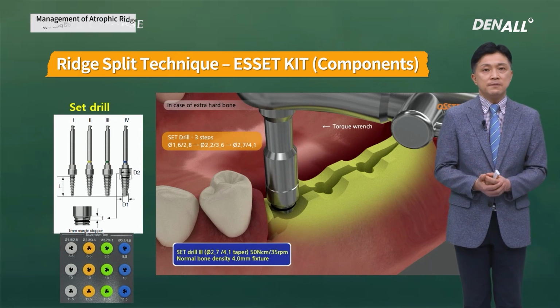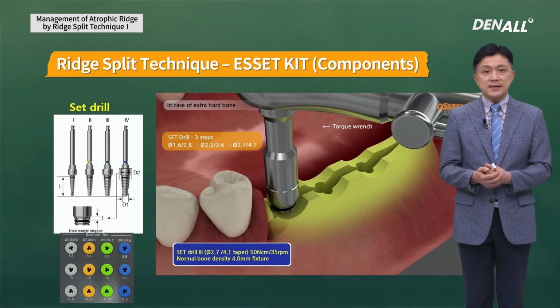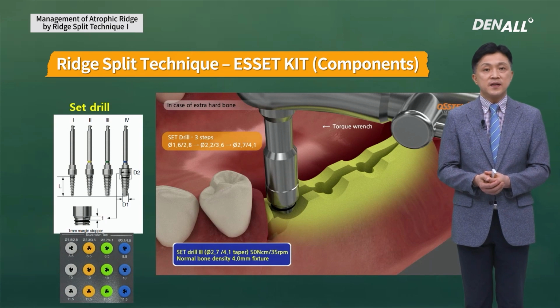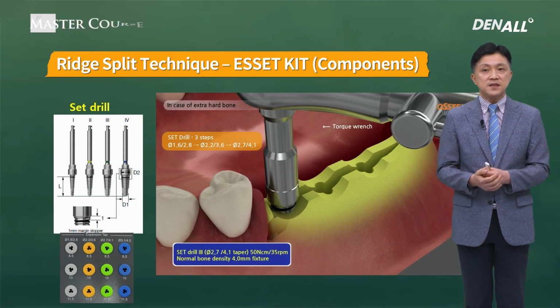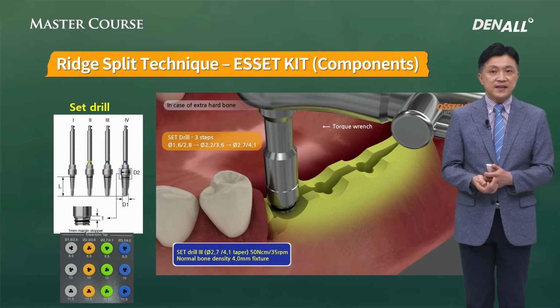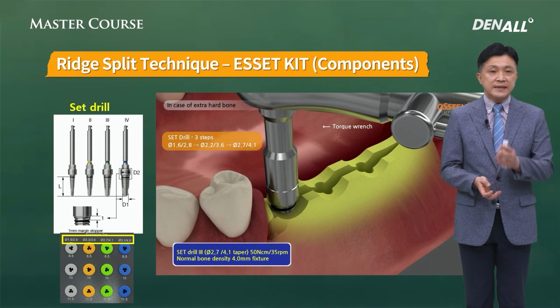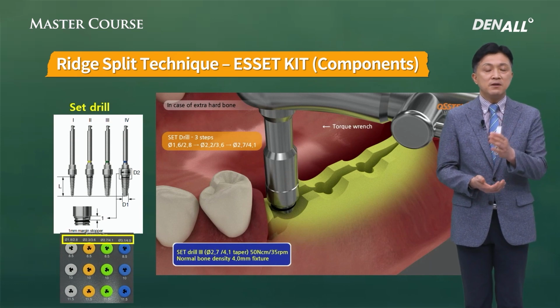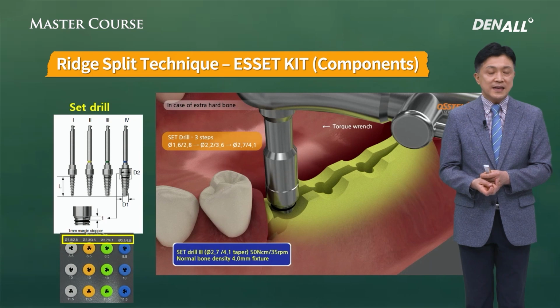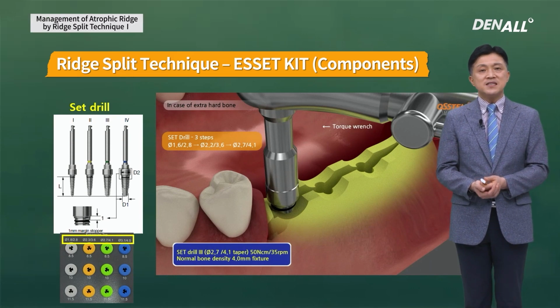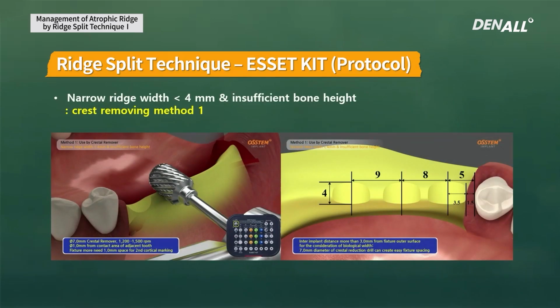You use the engine at first. In the case of lower, when you do ridge split, when it requires more torque, you connect a hand wrench and do ridge split slowly. You can use it for different steps. When you place a 4.0 diameter implant, you use up to number 3. As for a 4.5 mm implant, you use up to number 4. There are 3 components here. It's not complicated. You just use it in the order.